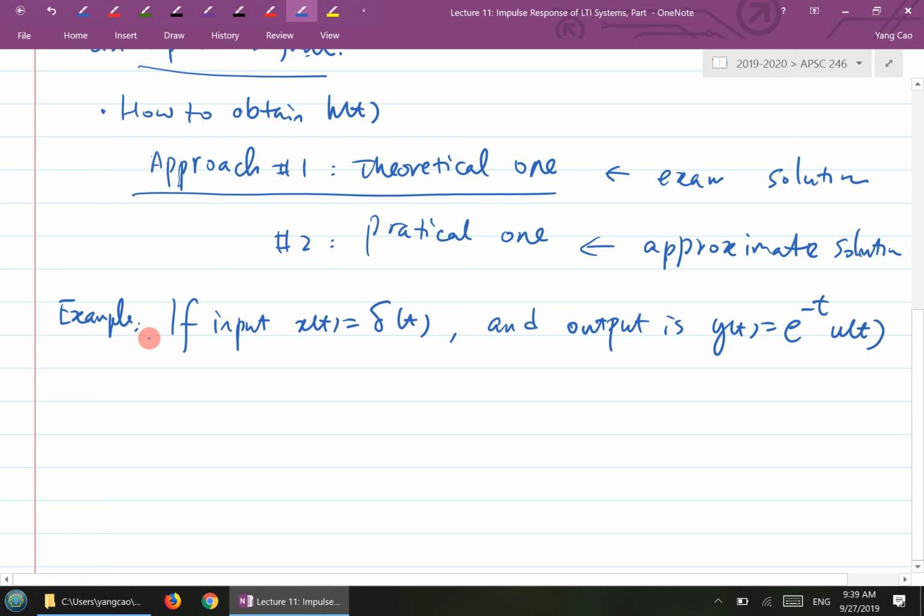So the first simple question: what is the impulse response h of t? It's a very, very simple one, but every year students get stuck on this question. So if your input is this and your output is this, what is the impulse response?